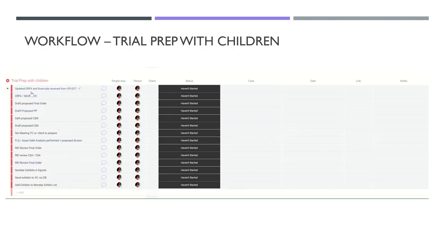So have we gotten a DRFA? That is a financial affidavit in Georgia. It's required in every case where somebody's asking for money. So that's what that stands for. So have we gotten the affidavit? Have we gotten financials? If we've gotten it, then we just click it to done. Financial affidavit, sending to the opposing counsel. Once that's done, we click to done. And I always draft all proposed orders before going to trial. And when I say I, I mean Krista drafts and I review. So she'll draft the final order, proposed parenting plan, a child support worksheet, child support addendum.